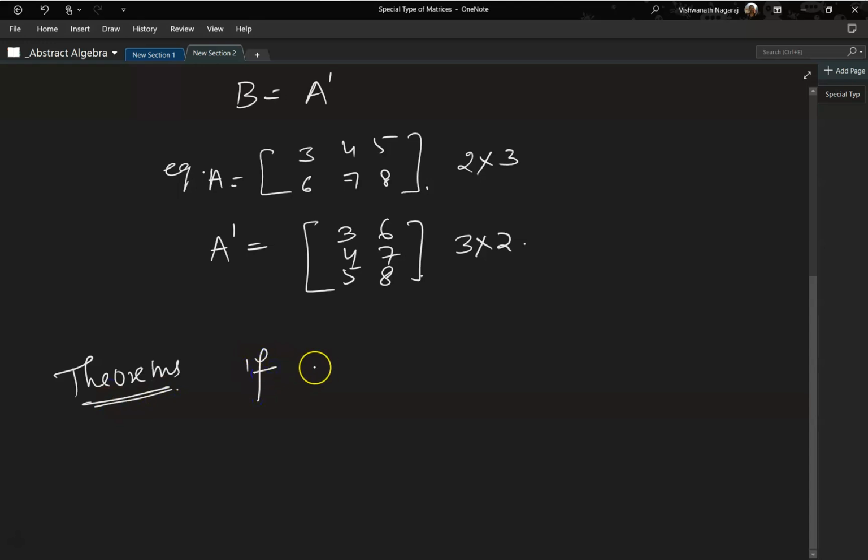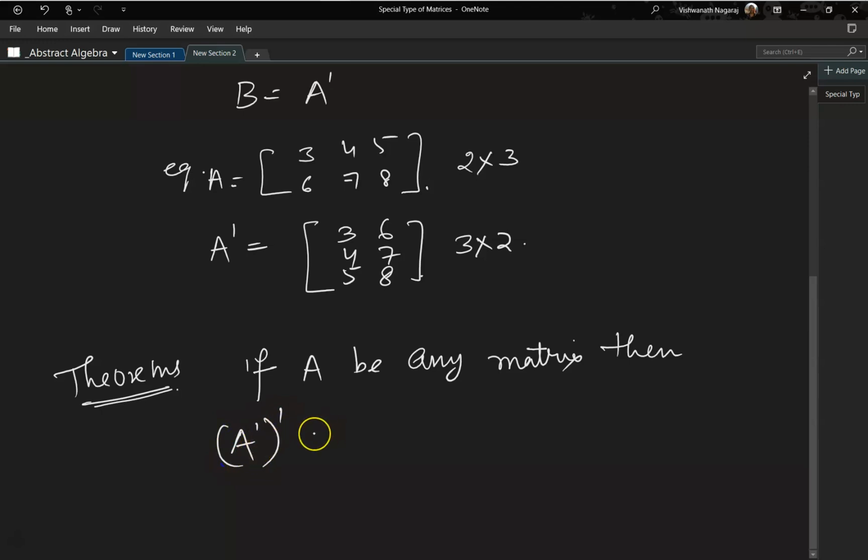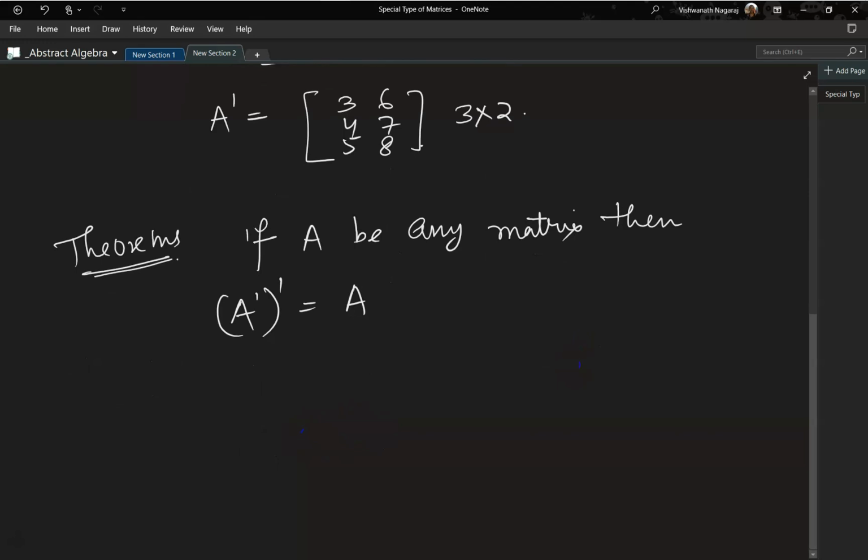If A is any matrix, then the transpose of the transpose of A would be equal to A. So basically when we take the transpose and then again we take the transpose, we get back the original. Okay, so let's prove this.